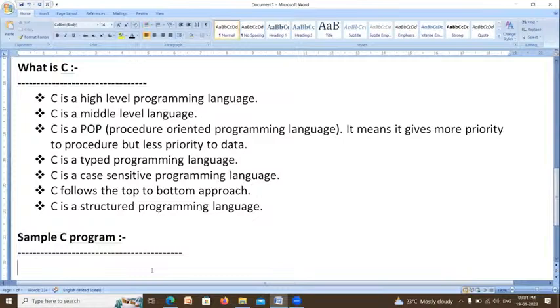So what is a middle level language? There are two types of languages actually, high level and low level. In a low level language, you have to write the total program using zeros and ones. You have to write the program in machine language. Machine language is called a low level language. But when we write the program using simple English words, those languages are called high level languages. C language supports the features of high level language as well as low level language. So it is called a middle level language. Clear? Yes, sir.